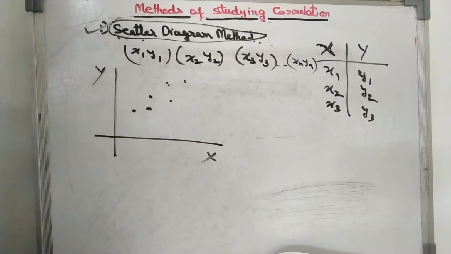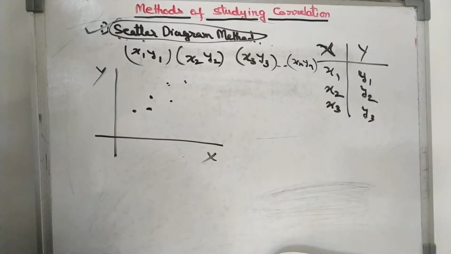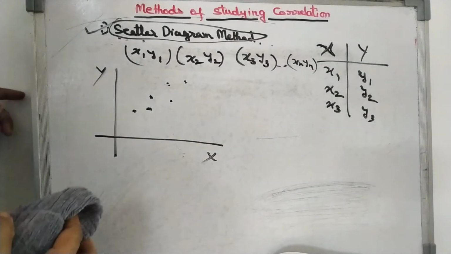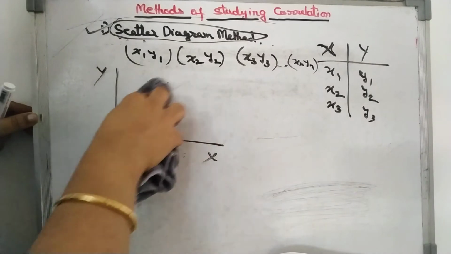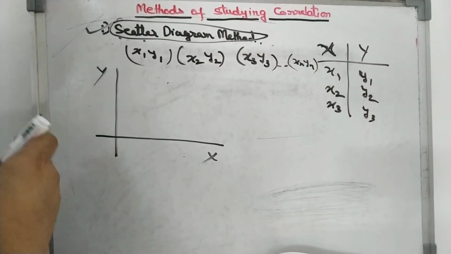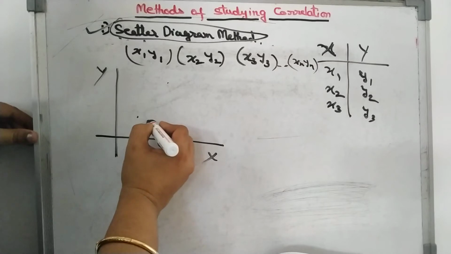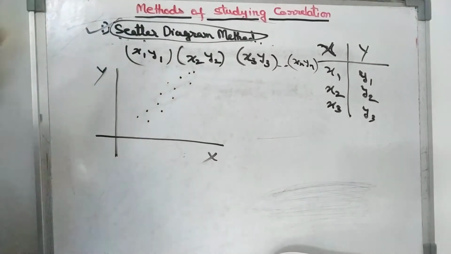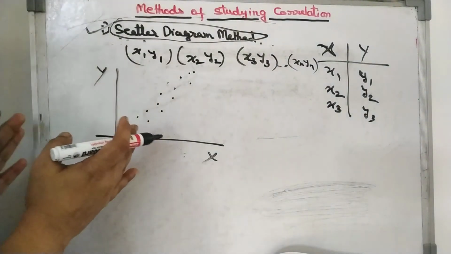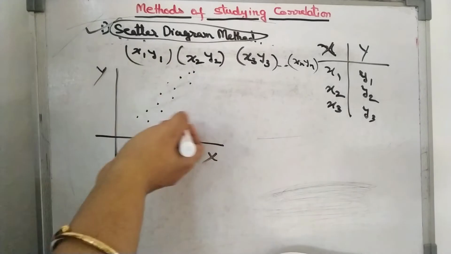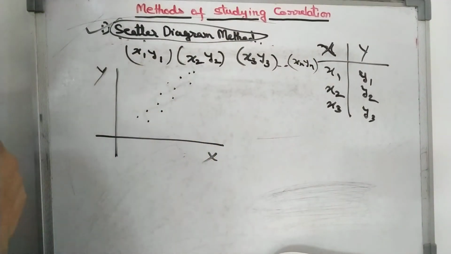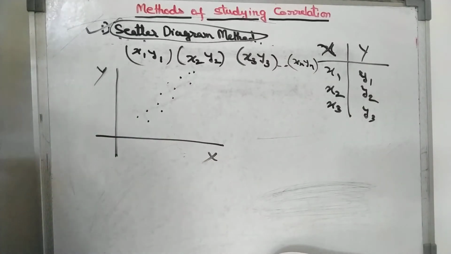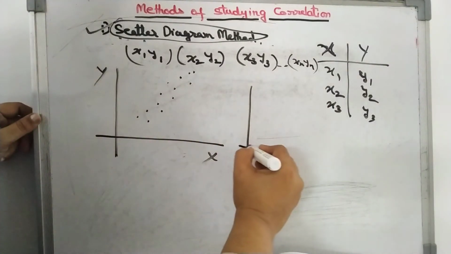Now the types of correlation we get through this graphical method: the first one is positive correlation. If our coordinates are like this, it shows an upward trend. After plotting the points, we call it positive correlation, that means x and y are positively related.